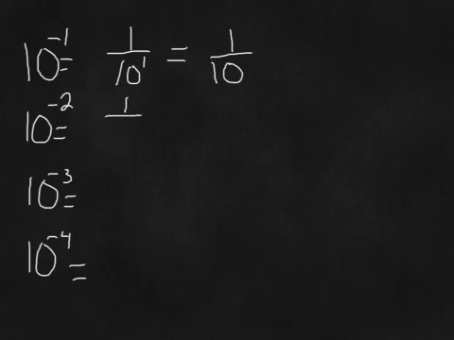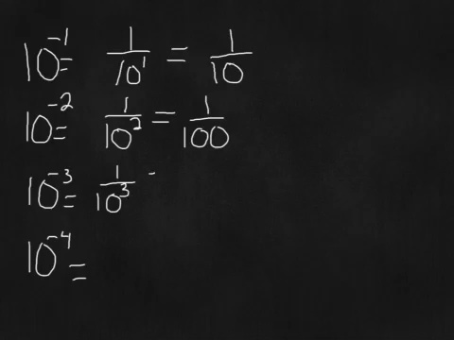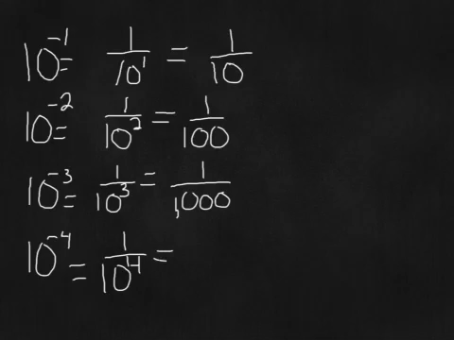And 1 over 10 squared is how I'm going to write 10 to the negative second power. And that equals 1 over 100, or 1/100th. And 10 to the negative third power is written as 1 over 10 to the positive third power. And that equals 1/1000th. And 10 to the negative fourth power is 1 over 10 to the positive fourth power. And when I evaluate that, I get 1 over 10,000, which is 1/10,000th.